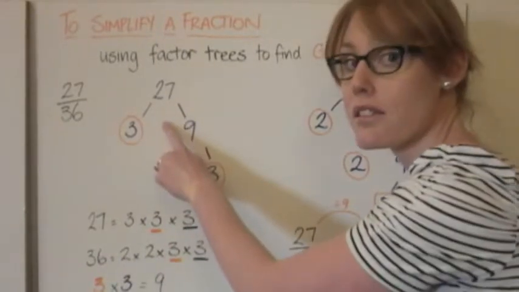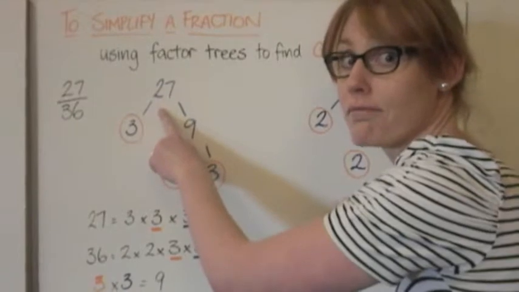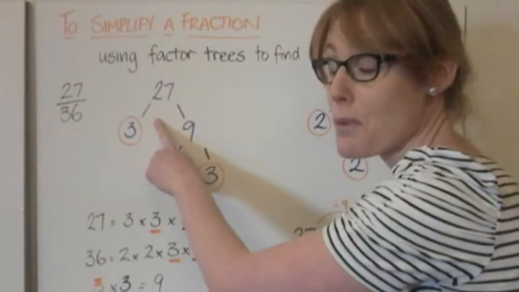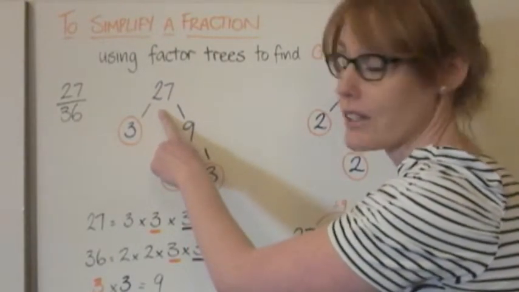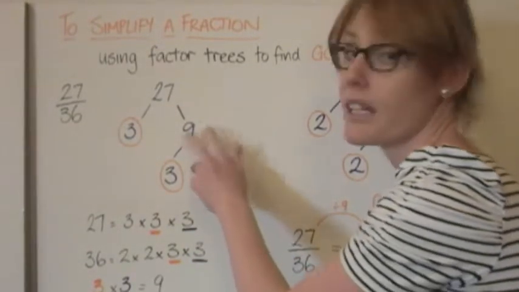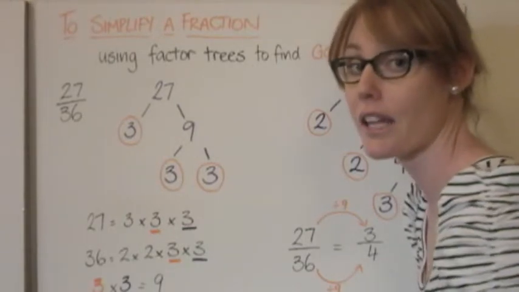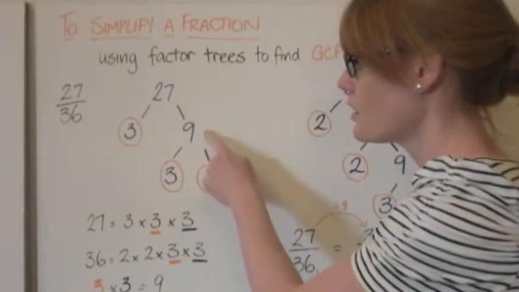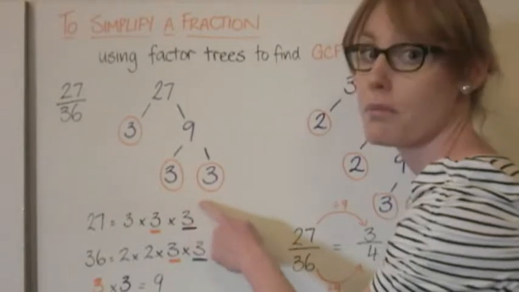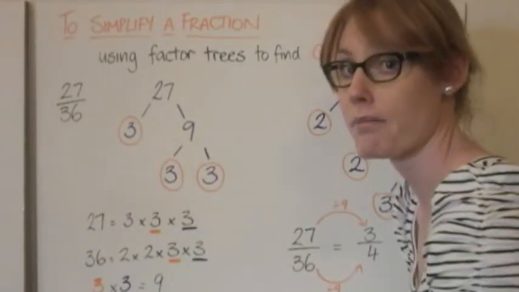To start with, let's start with our numerator of 27. I look for the lowest prime factor that goes into 27. So 3 times 9 is 27. Now I recognize that 9 is a composite number, so I need to break that down even further until I get to the prime factors. 9 is 3 multiplied by 3. So now I'm completely down to my prime factors.